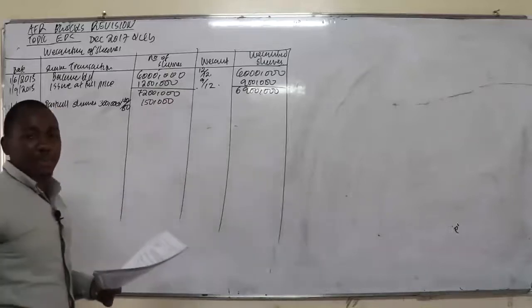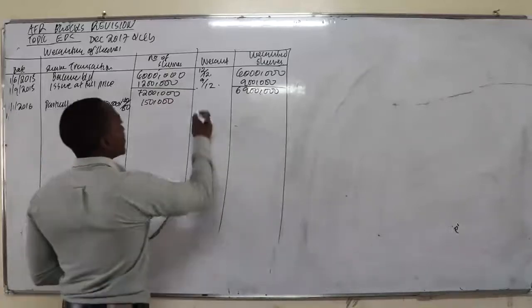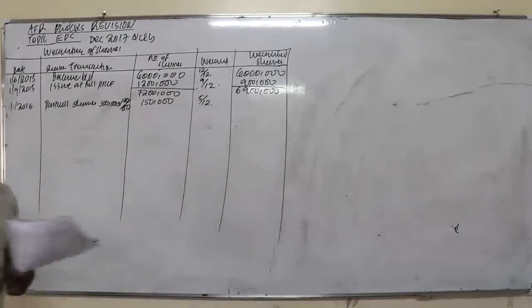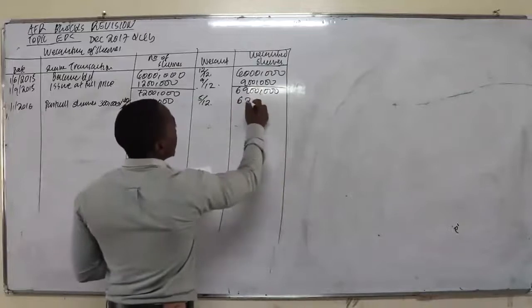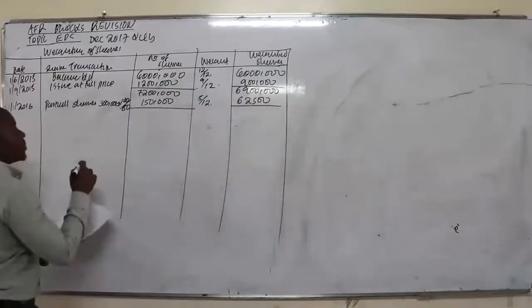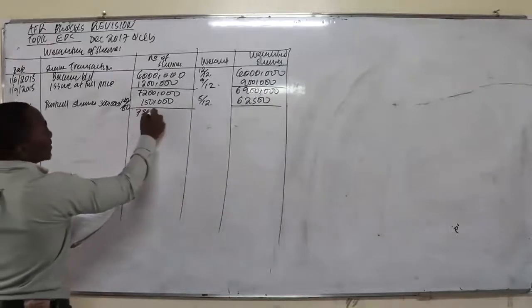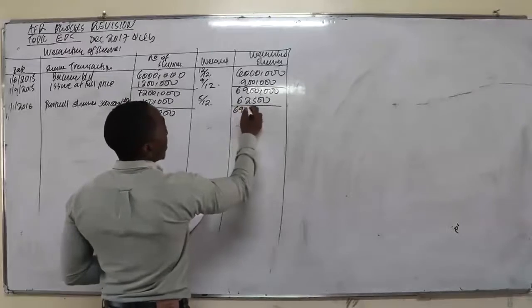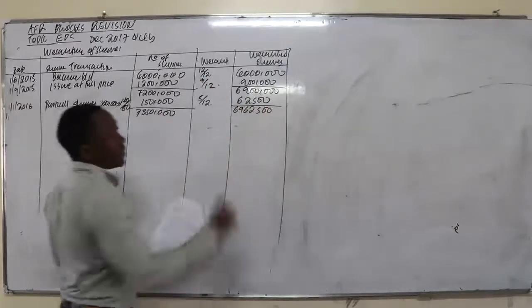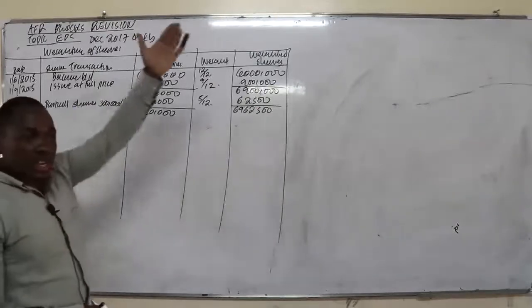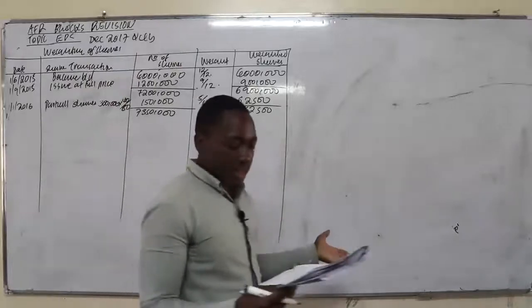That's how you treat partially paid shares. Are you together? How many months? 5 over 12. You get 62,500. Yeah, you only get a 73,50. And this one will be 69,62,500. Then the balance of 40 will be paid in the next financial year. We just need it for 2016.